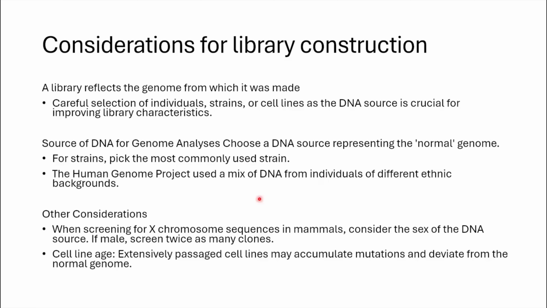Okay. Other considerations: when you're screening, for example, the X chromosome, you have to consider the role of sex-linked chromosomes as a DNA source. If you're screening a male, then you have to screen twice as many clones, because males don't have 2 copies of the X chromosome. Females do have 2 copies of the X chromosome, and because of that, you need to account for that. Just like for the autosomes, which are duplicated, you have to think about that.